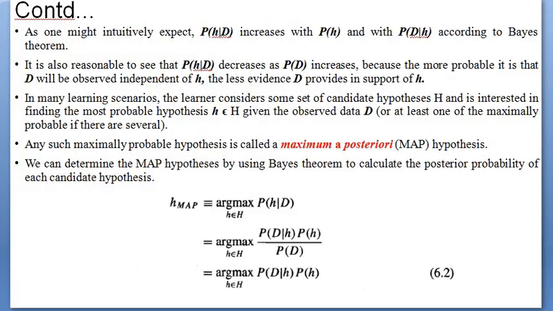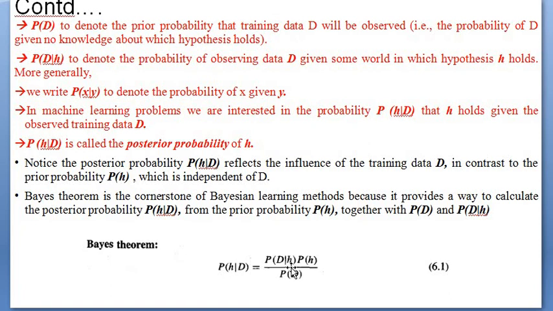Okay. So as one can intuitively expect, P of H given D increases with P of H and with P of D given H according to the Bayes theorem. So according to the Bayes theorem, if the value of P of D given H and P of H increases, then definitely the posterior probability will increase. If the value of P of D also increases, then it is inversely proportional, yes or no? So if the probability of D is increased, then the probability of H given D is decreased.